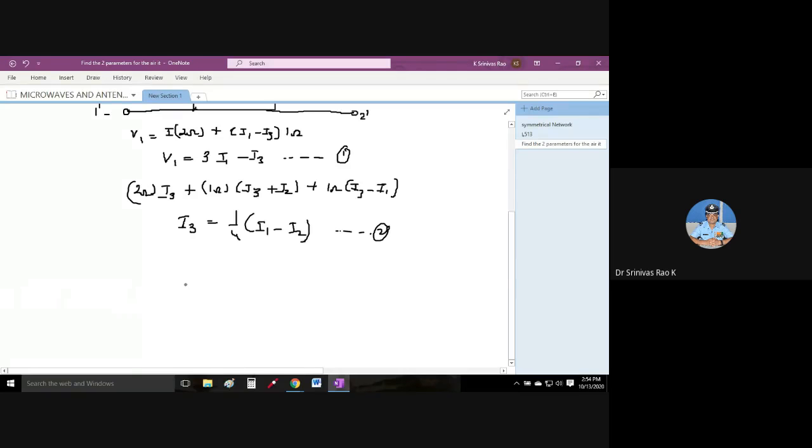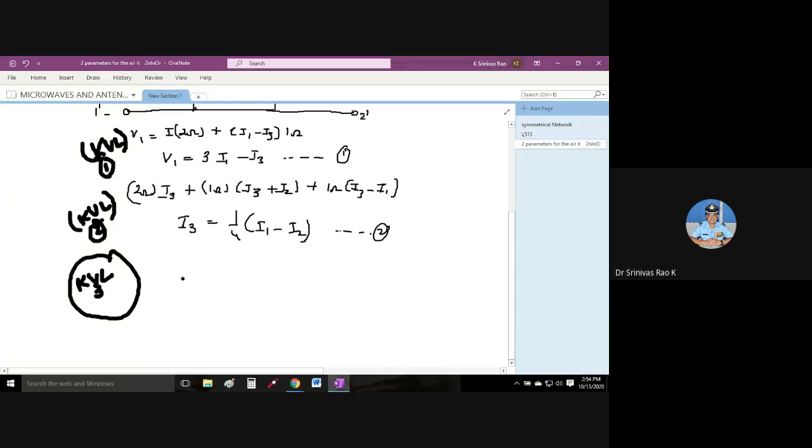What I mean to say is, this is the KVL for the first mesh, and this is the KVL for the second mesh. And then when you apply KVL for the third mesh, you get another equation, that is V2 is equal to 4 times I2 plus I3. So you get a third equation like this.